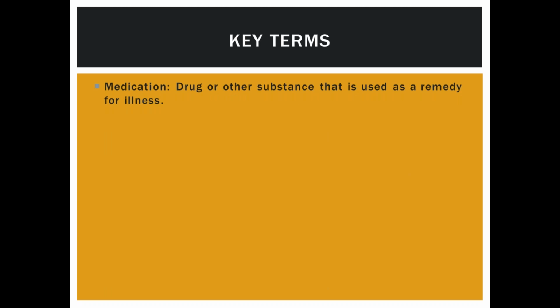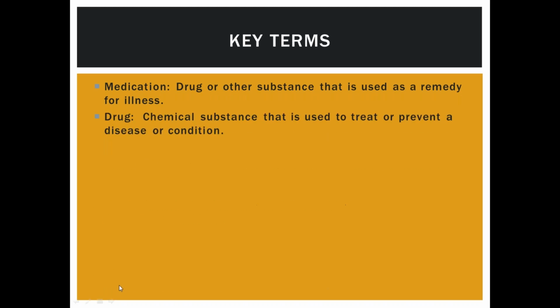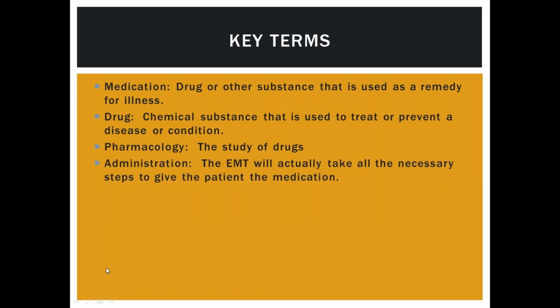So some key terms. When we're looking at the definition of medication, this is going to be a drug or other substance that is used as a remedy for illness. When we look at the definition of drug, oftentimes we use medication and drug synonymously together, but they are different definitions, different meanings. So with drug, this is going to be your chemical substance that is used to treat or prevent a disease and/or condition. With pharmacology, this is the study of drugs. And then our pharmacist would be a doctor who specializes in medications and medication administration.